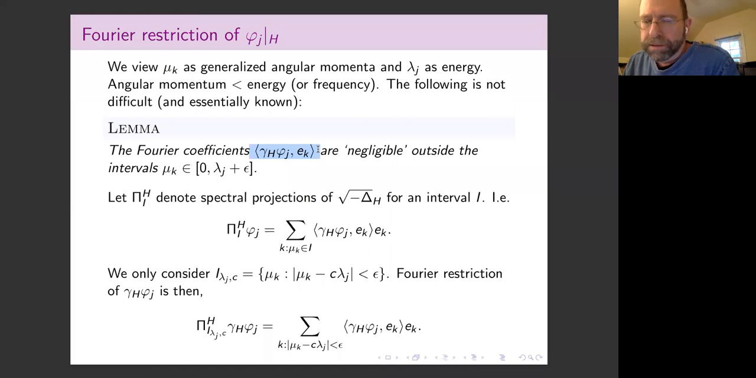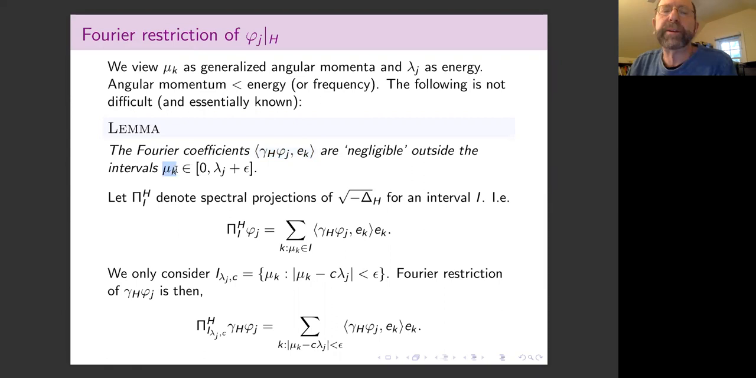And so when mu k is bigger than lambda j, you're sort of in a forbidden region, and everything is going to be exponentially decaying. You won't have any critical points in the various Fourier integrals. So we're going to just concentrate on the H frequencies lying from zero to lambda j.